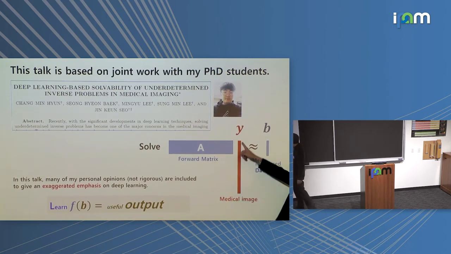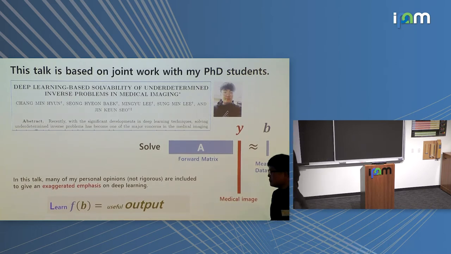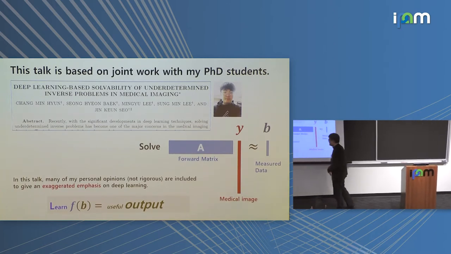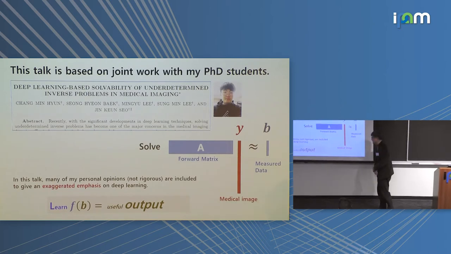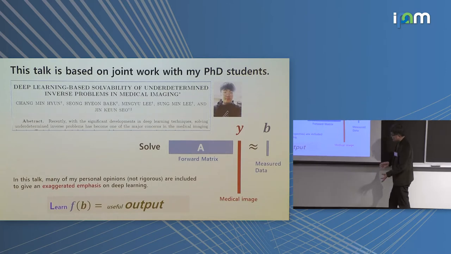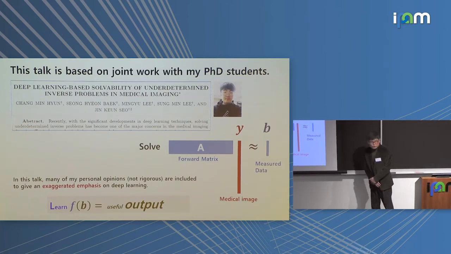Y is the medical image. I try to solve AY equals B, an underdetermined system. In this talk, many points are my personal opinion, not rigorous. Because we use deep learning, I'll include it to give an exaggerated emphasis on deep learning. The goal is to learn the function F that maps from the data to the useful output.